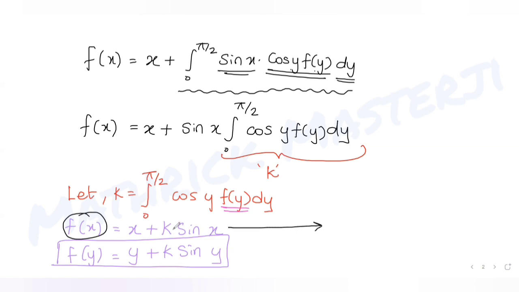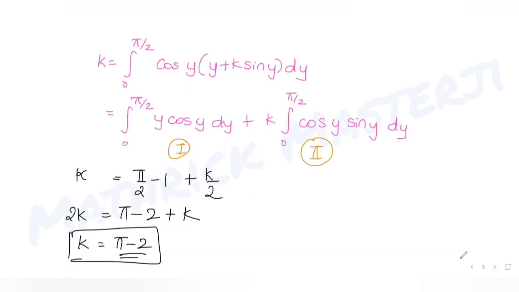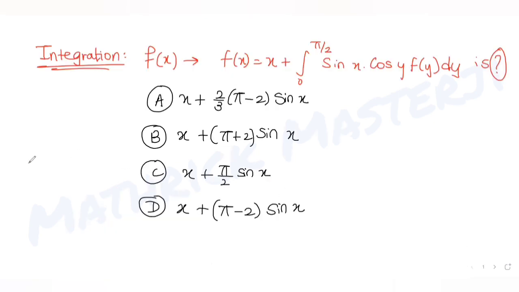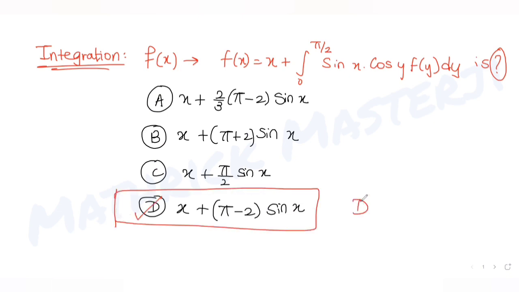So if I put k in this function f of x, which is x plus k sin x, in this case k is pi minus 2, so I get the function x plus pi minus 2 sin x. And the answer choice that matches with the question is option D. So D becomes the correct answer for the question given to us.